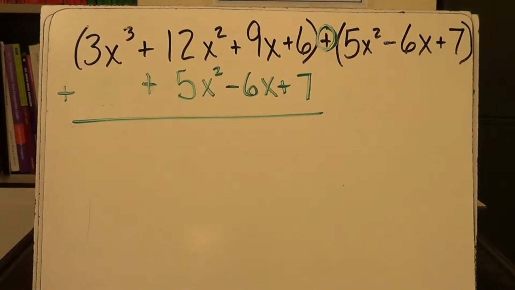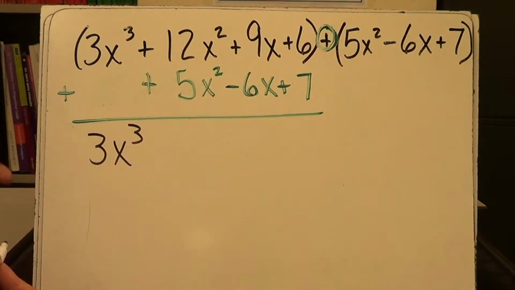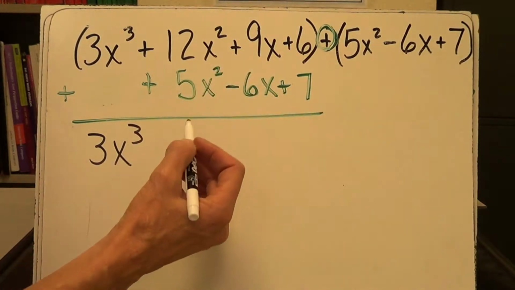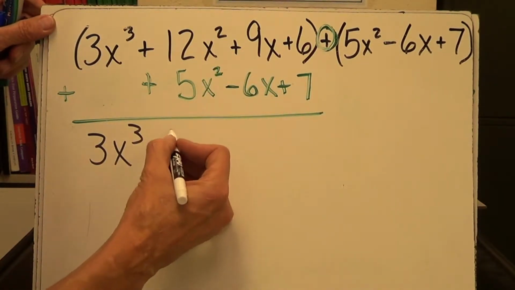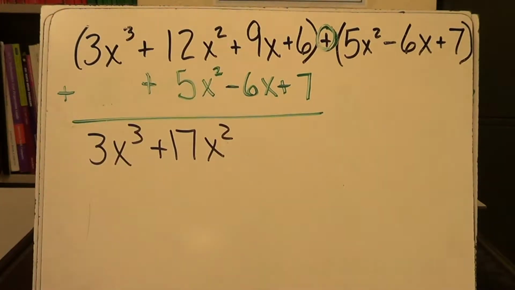Now I would go ahead and just add them together. 3x cubed plus nothing would be 3x cubed. 5x squared plus 12x squared would be 17x squared. Do not add their exponents. You only add exponents when you're multiplying.